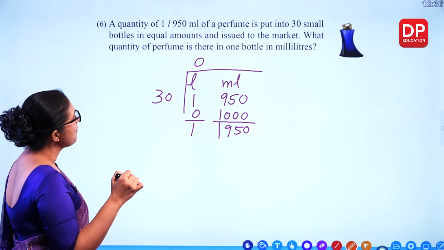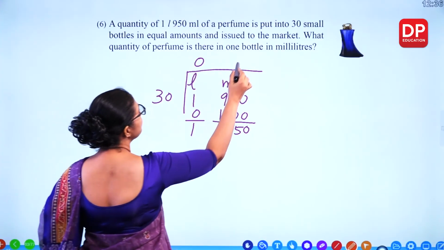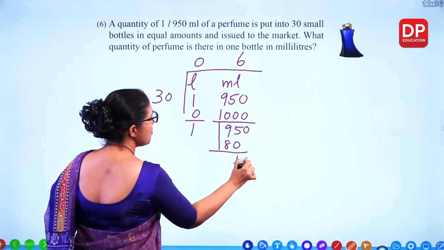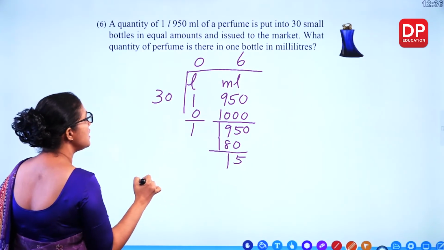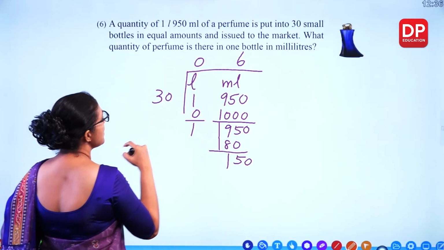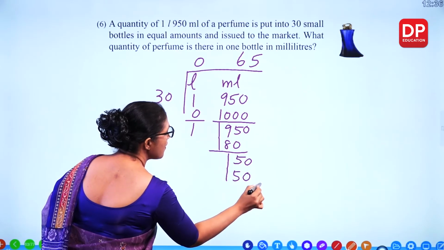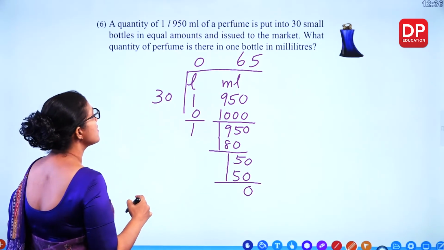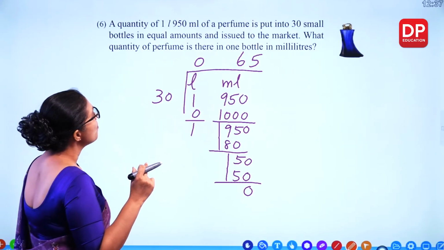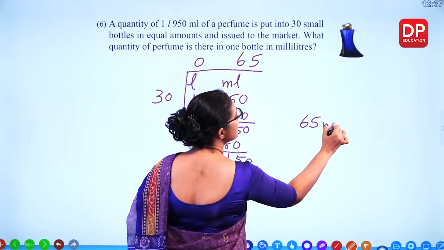Divide by 30. 30 times 6, you get 180. So remaining, you get 15. So 0 there for 150, that's 5. 5 times 3, 15, so 150. So you get 0 here. So what's the amount in one perfume bottle? 65 milliliters.